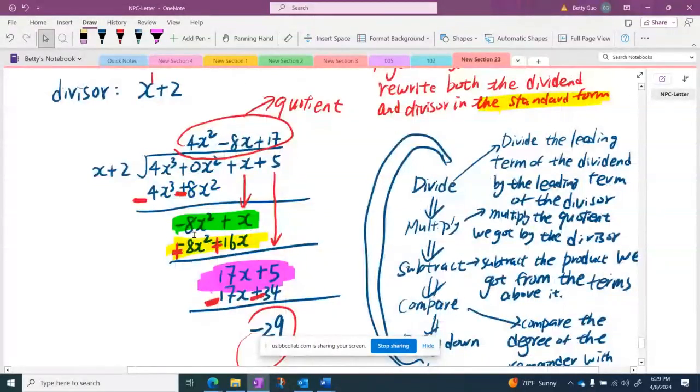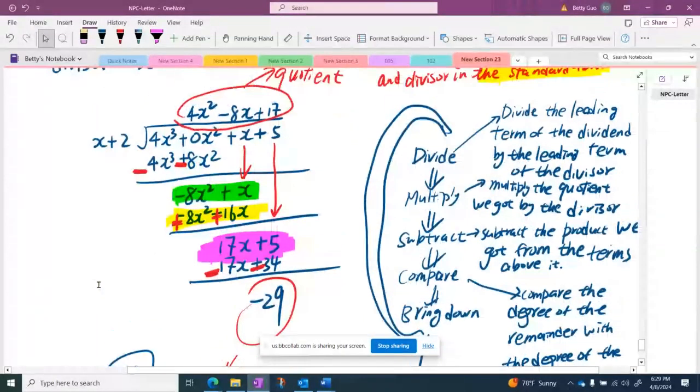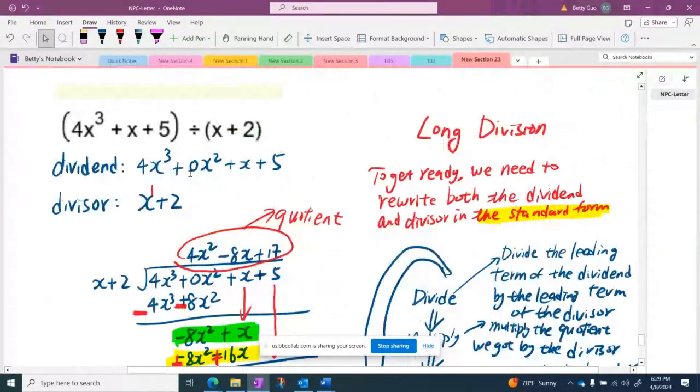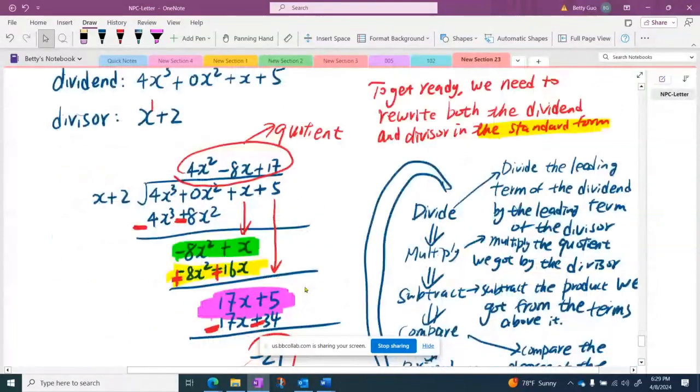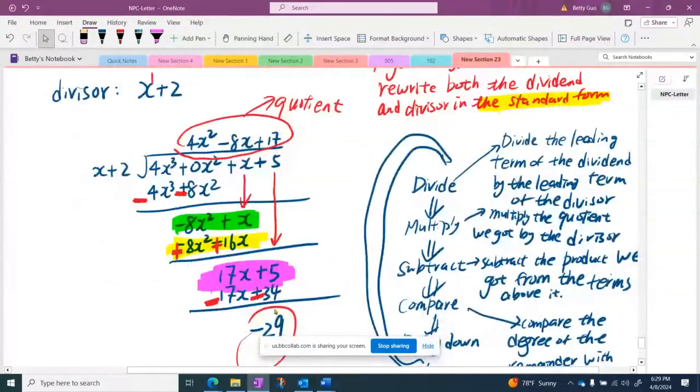How do you write your result? You just need to write it in words. The result is 4x squared minus ax plus 17 with the remainder -29.